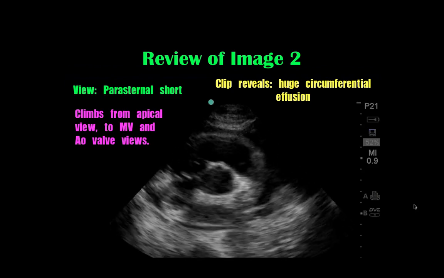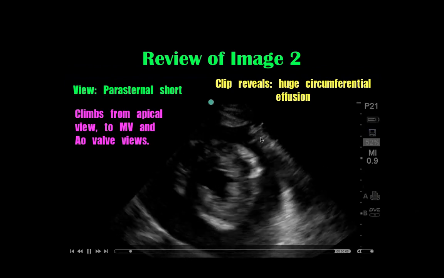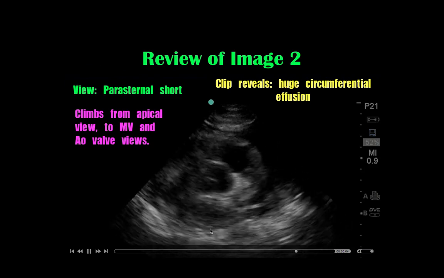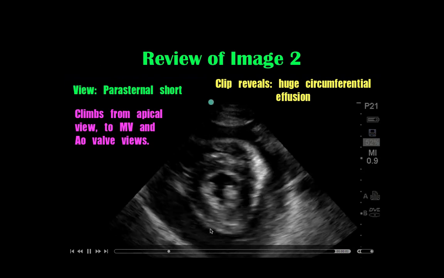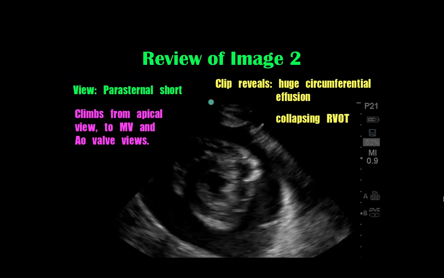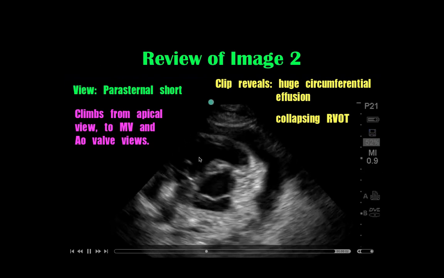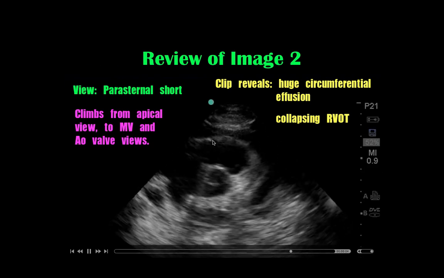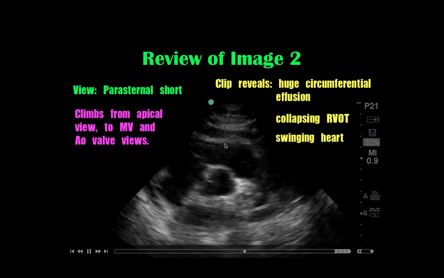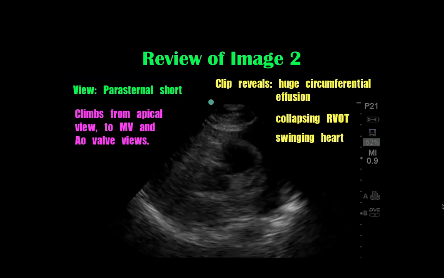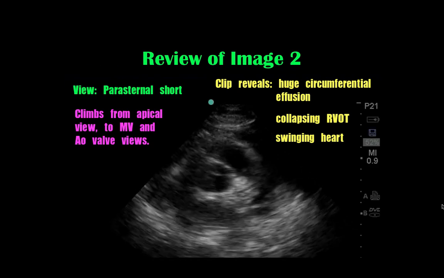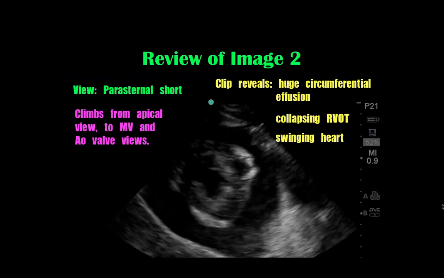And this clip reveals a rather large circumferential pericardial effusion, extremely large towards the apex down here. And again, we can see the collapsing right ventricle. Here's the RV over here. You'll note that the heart is swinging back and forth right there. That's what gives the appearance of electrical alternans. Let's look at the apex again, and there's the swinging heart.